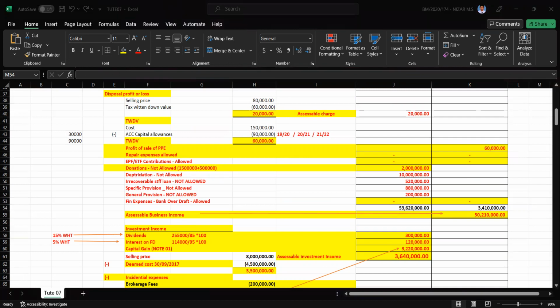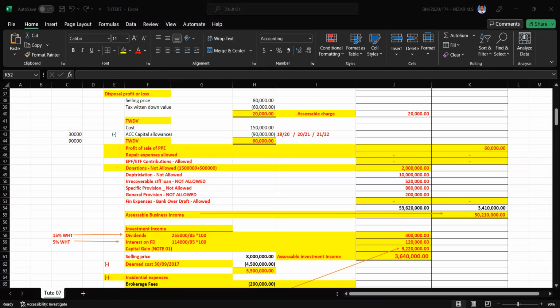The donations are not allowed. You want to add back those things, 1.5 million, as well as the contribution. ETF contribution, those are allowed, right? You want to do nothing there, right? Those are allowed.